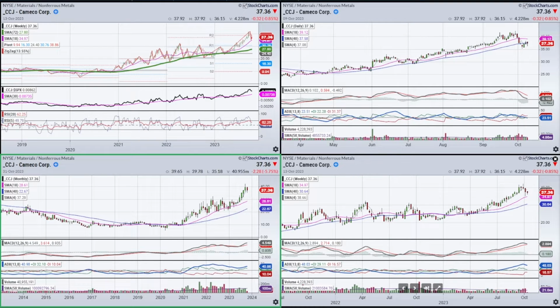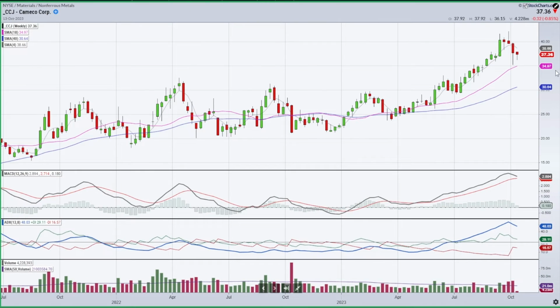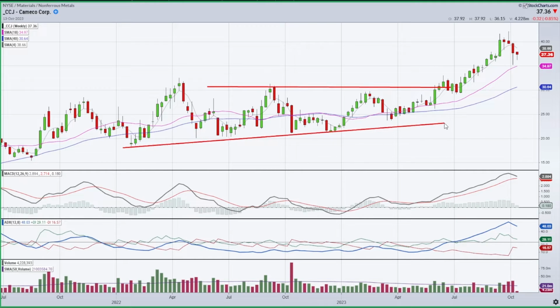Okay, I've got the chart of CCJ up, and I've got all four time frames, but I want to focus in on the weekly chart. Let's zero in on this. What I want to talk about is when this was breaking out of this triangular formation here, really an ascending triangle. We had a low ADX condition in place.